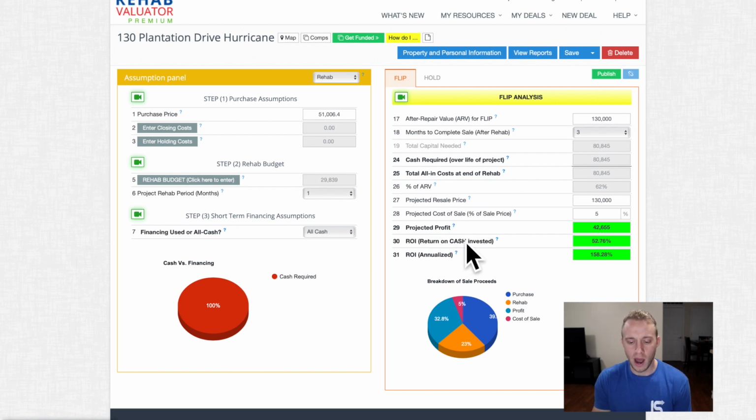Projected profit on this is $42,655. The ROI on that, on the cash, is 52.76%, and the annualized is 158.28%, which is outstanding. Now, please keep in mind, this is our gross profit on this house.